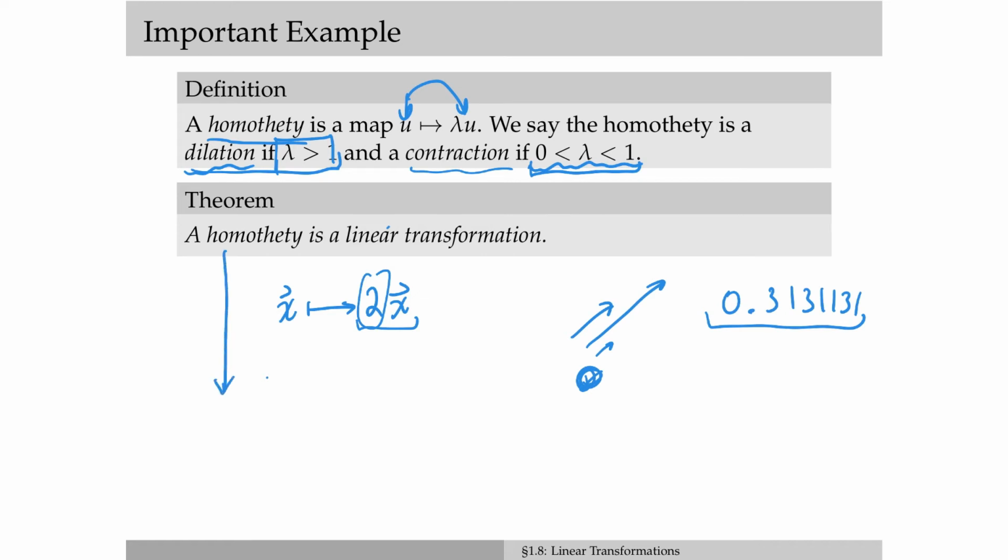Now, homothety is a linear transformation. That's my claim here in this theorem. Well, in order for that to happen, as a theorem, there better be a proof. I challenge you to do this on your own right now. And if you have trouble with that, we will discuss that in class.